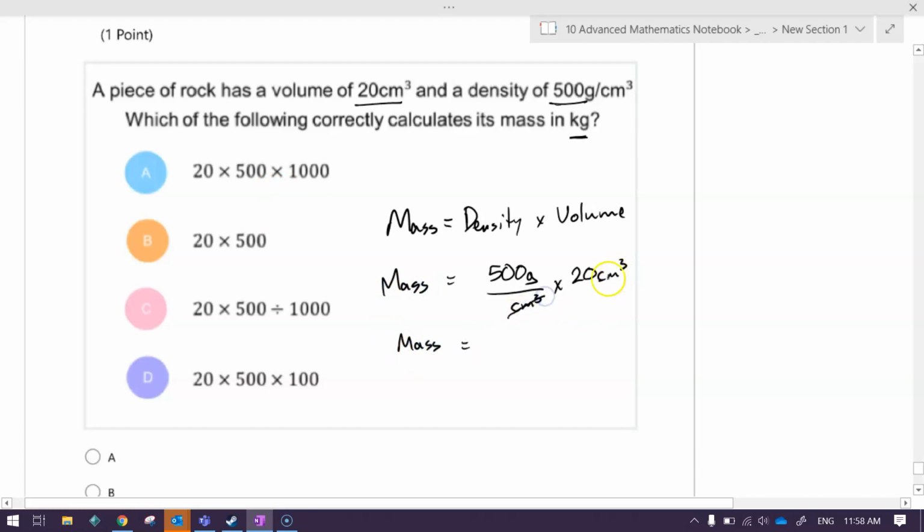My cubic centimetres are going to cancel. 500 by 20, 10,000 grams. But what do I have to do to change grams to kilograms? Divide by 1,000, isn't it? So I need to have 500 being multiplied by 20 and then dividing by 1,000. C is the answer that I want there.